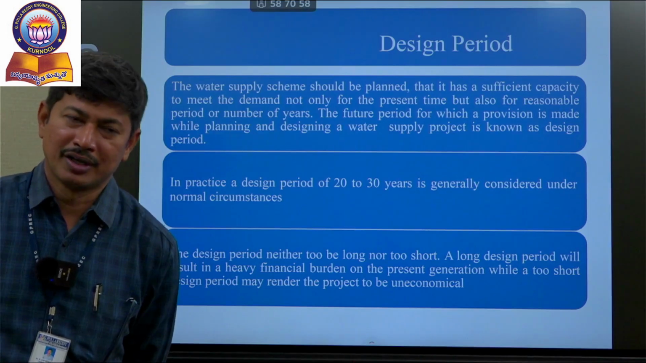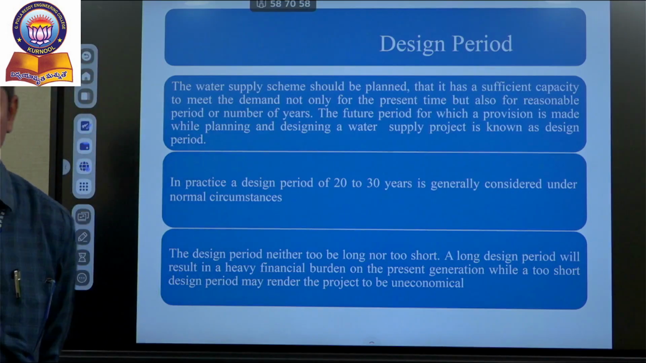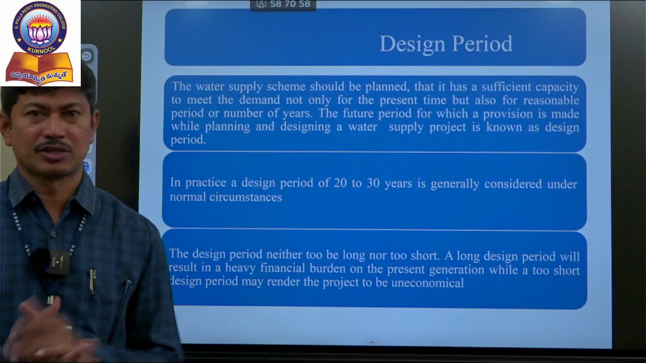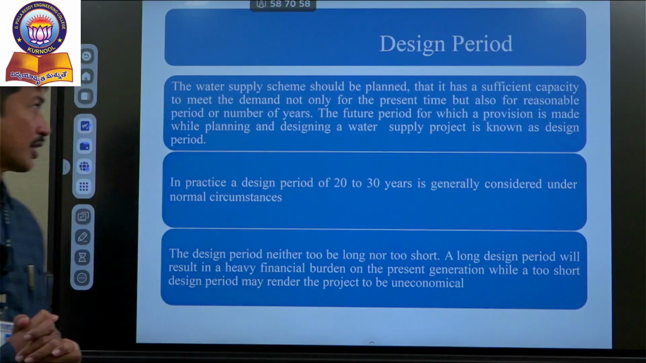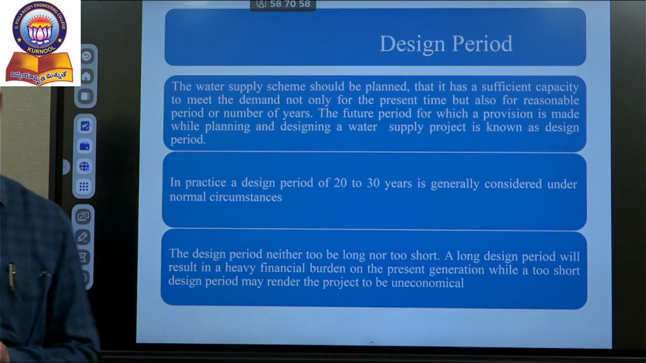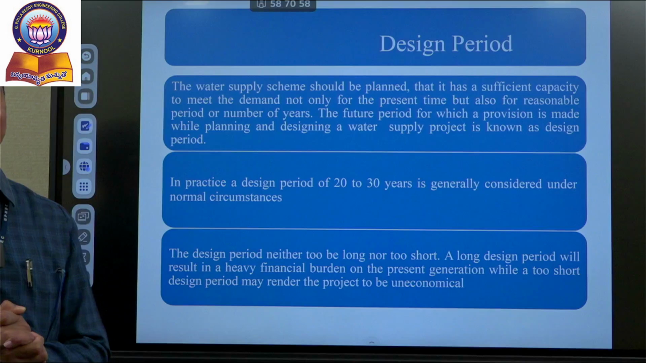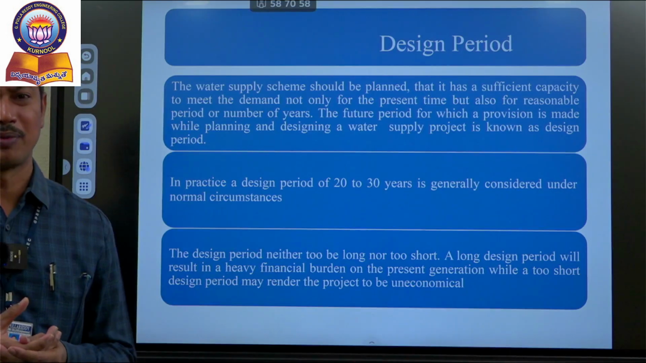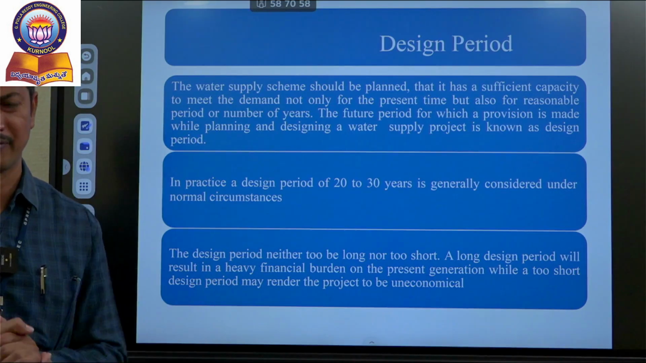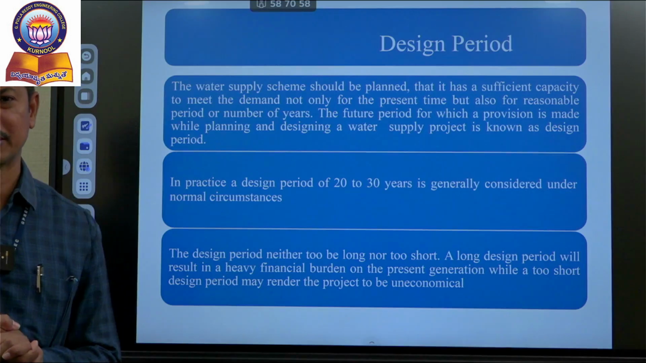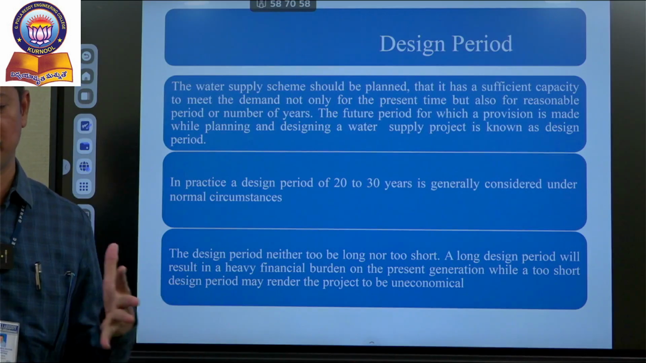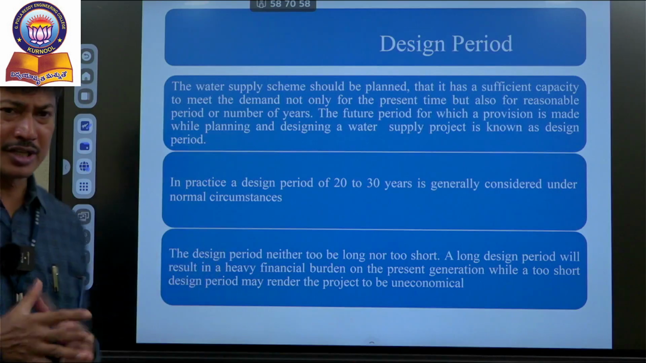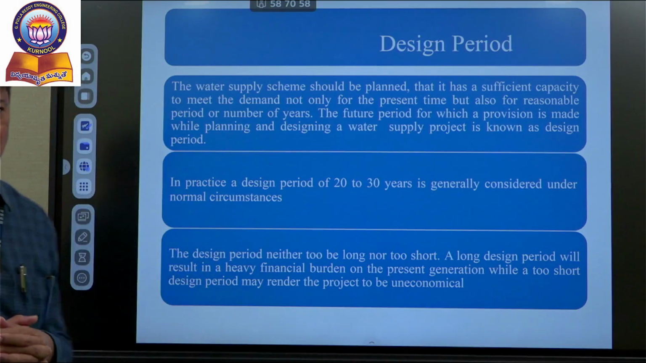So in nature, God designed everything, right? Everything is designed, like this water supply system. Ours is a designed water supply system with a 20 to 30 year design period. That depends upon the life of the components, the availability of funds, and taking the right population forecasting based on future prediction. But our design should be neither too long nor too short.